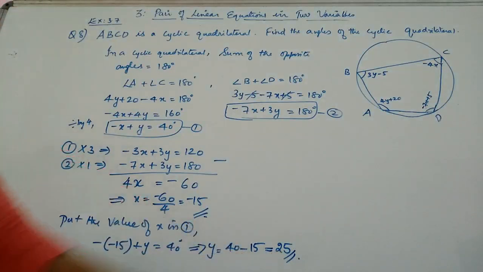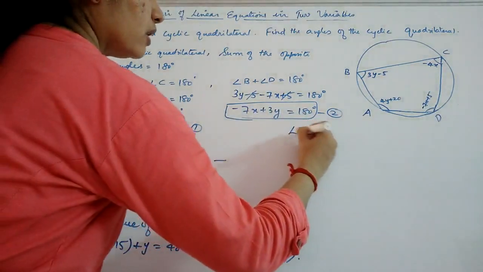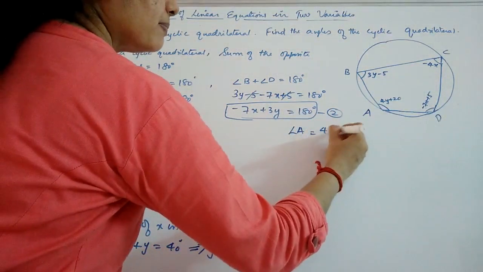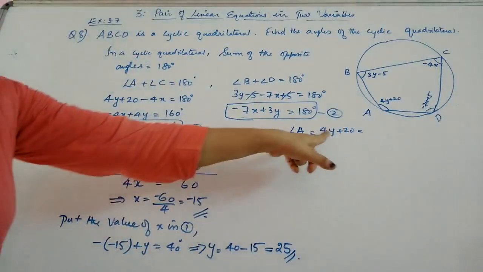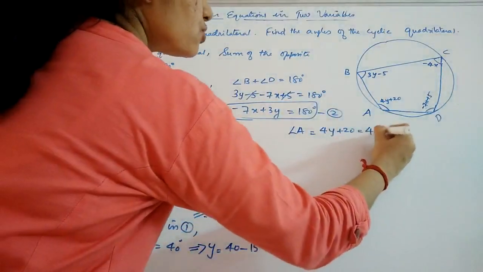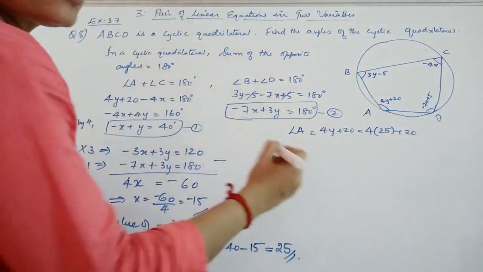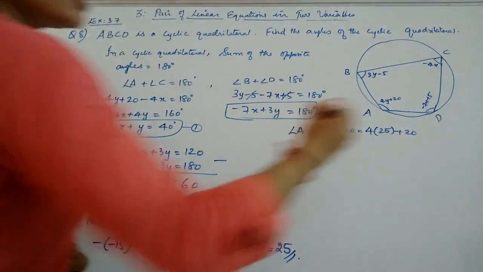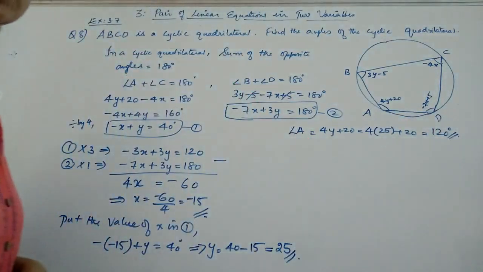Now what is your purpose? To find out angle A, angle B, angle C and angle D. Okay. Now angle A will be, what is angle A given as? 4y plus 20. That is, you are replacing the value of y as 25 in this one. So you get 4 into 25 plus 20. Okay. Now what is 4 into 25? 100. 100 plus 20 will give you 120 degrees. So angle A is 120 degrees.